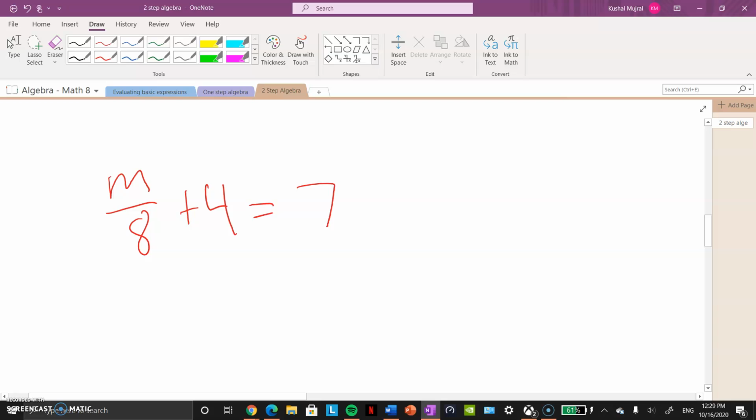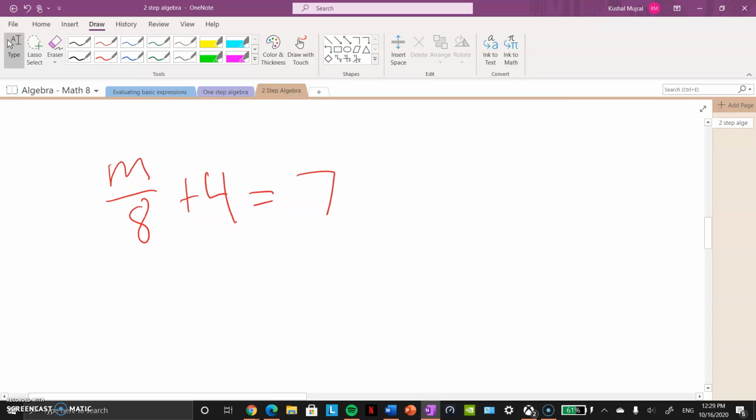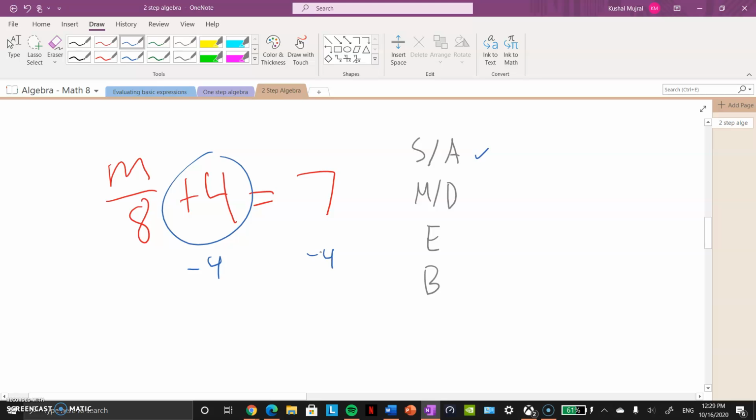Okay? Here, m over 8 plus 4 equals 7. So let's take a look at SAMDEB here. First we're going to see if there's a subtraction or addition, and yes there is. There's this over here, so we're going to cancel it by taking minus 4. What you do on one side, you have to do on the other, so this cancels. This becomes m over 8 equals 7 minus 4, which is just 3.